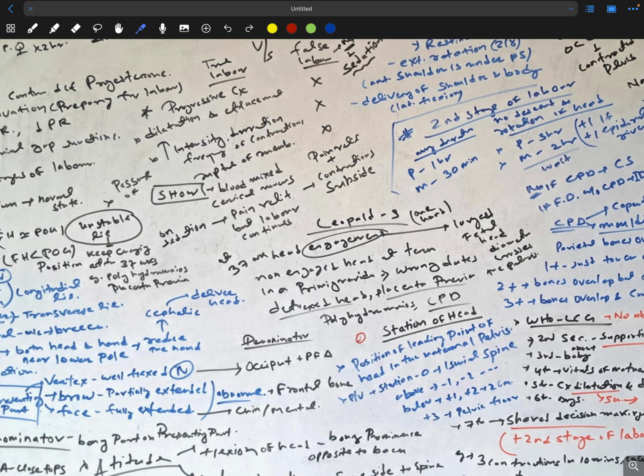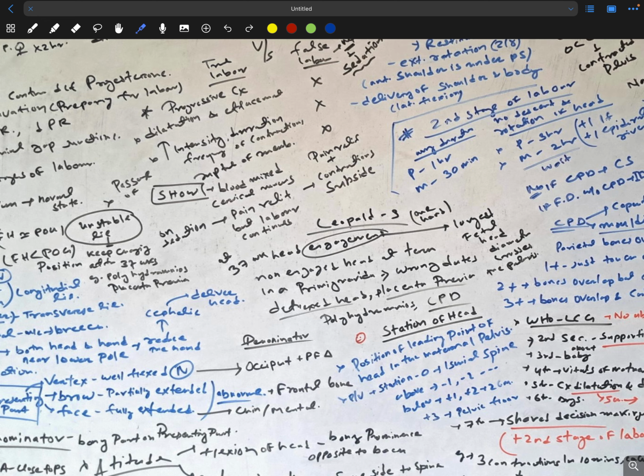We use one hand, and we can confirm it after Leopold 3 by doing Leopold 4. If we keep our hands parallel to the inguinal ligament and our hands are converging, that means the head is not engaged. If our hands are diverging, that means the head is engaged.